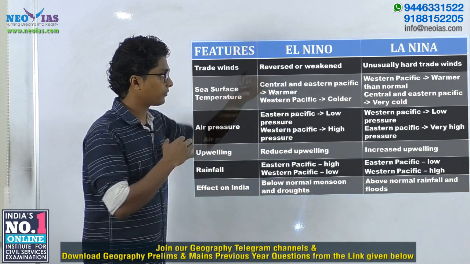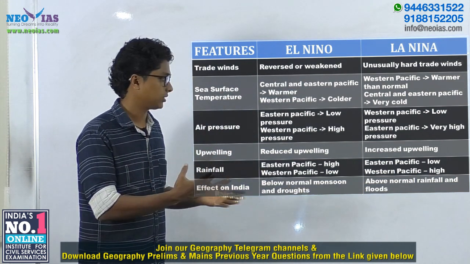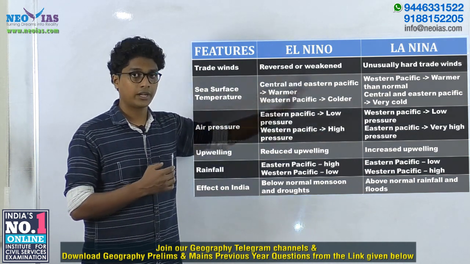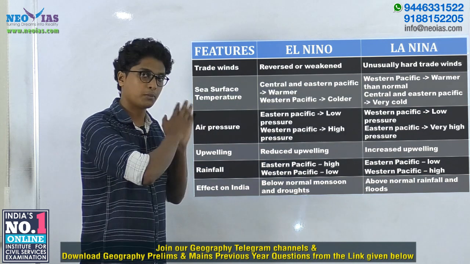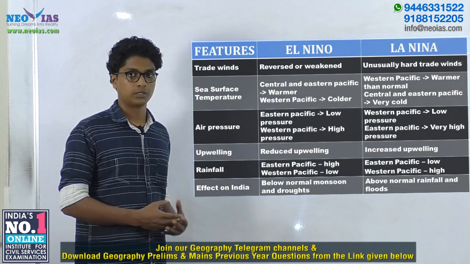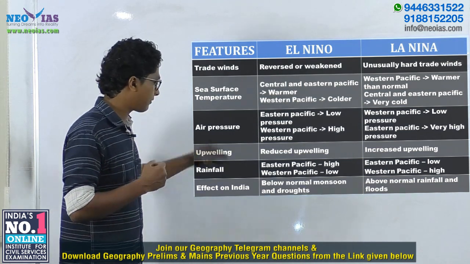Now in case of La Nina, the reversal will be the case, right? The eastern Pacific will have very arid conditions and the precipitation will be very less, and the western Pacific will have unusually high precipitation. The next feature is the effect on India.